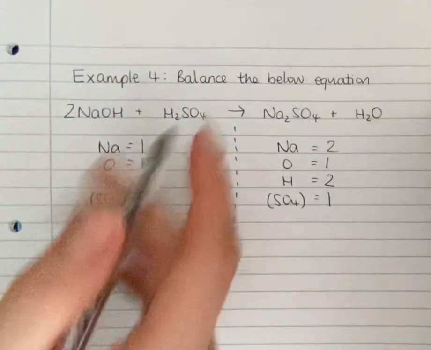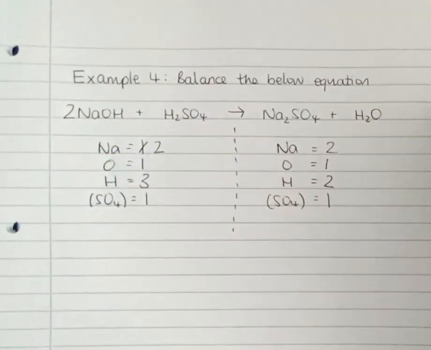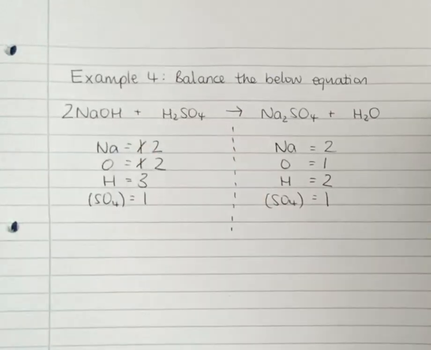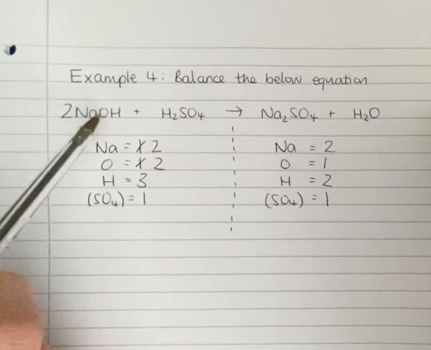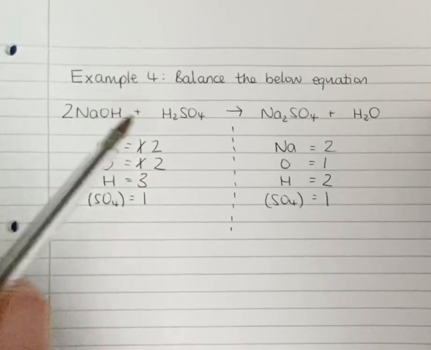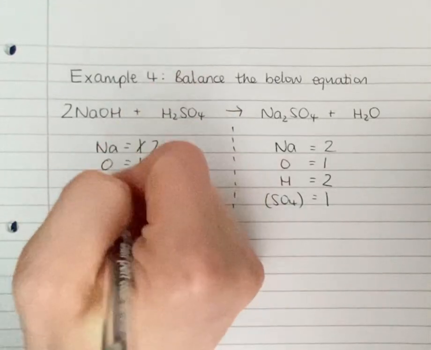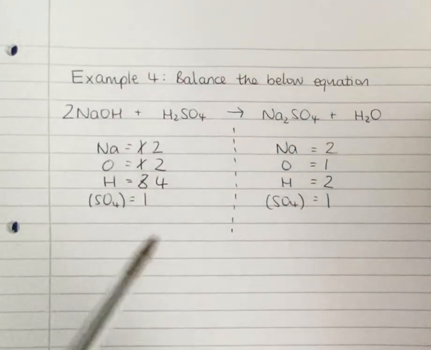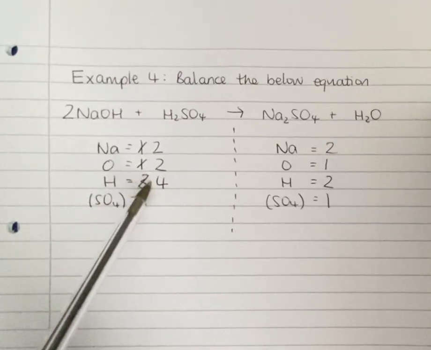Okay, we're now going to have 2 lots of sodium, we're going to have 2 lots of oxygen, and then remember our hydrogen appears more than once, so we've got 2 hydrogen here, and we add that to our 2 hydrogens here. We've now got 4 hydrogens before the arrow. Okay. Now, the only things left to balance are our oxygen and our hydrogen.